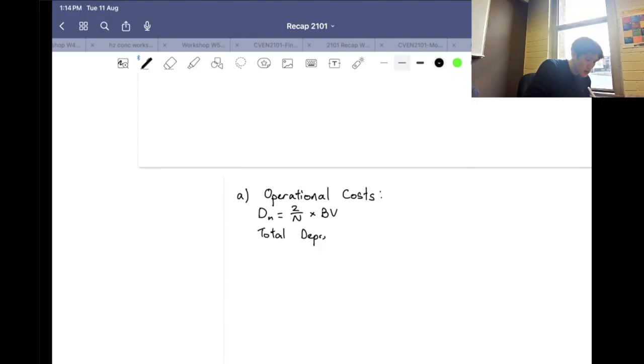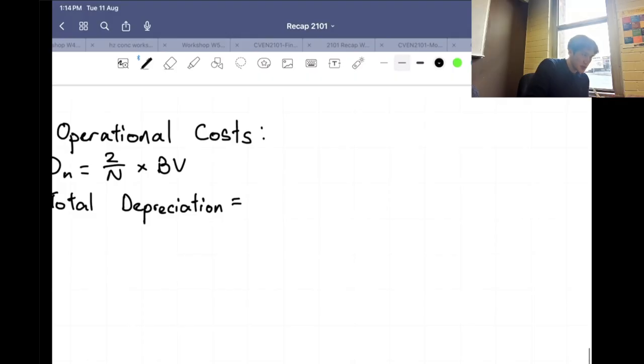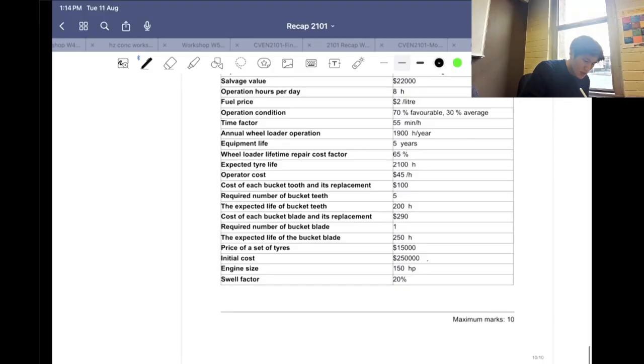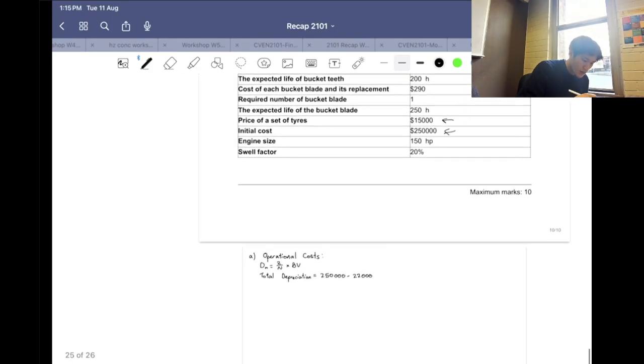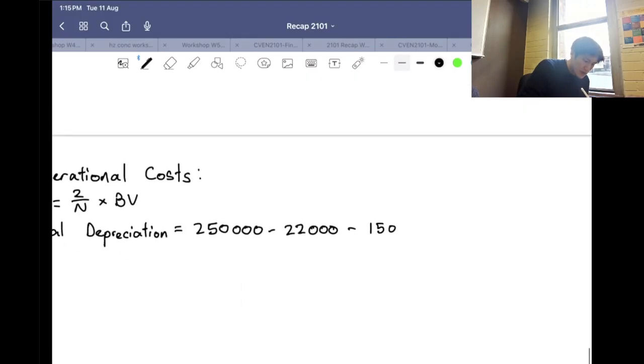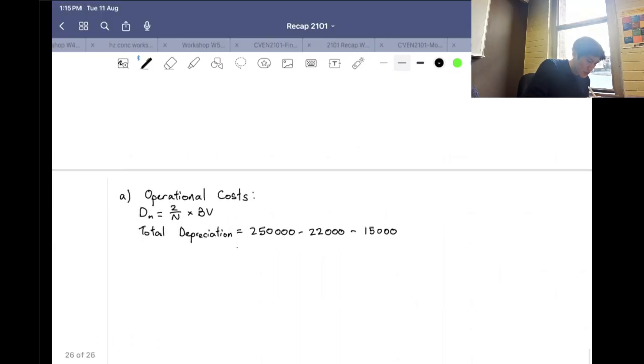Depreciation, which is, as Arian said, your initial capital cost minus your salvage value minus the tire cost. So 250,000 minus 22,000. So that's your initial cost, and tire cost, and then salvage is here. So initial cost minus salvage minus this tire cost. That's 15,000, and that should give you 213,000.